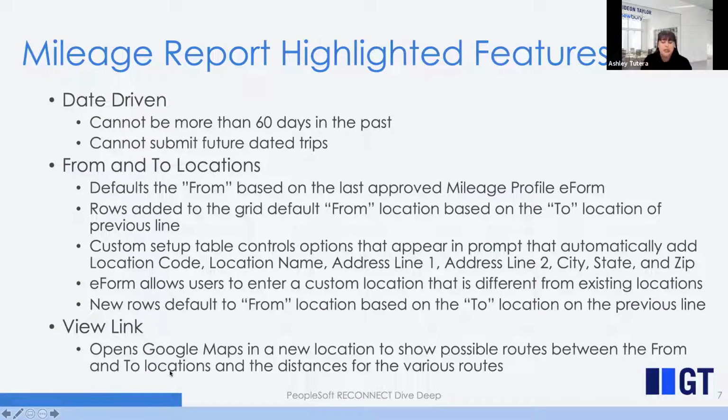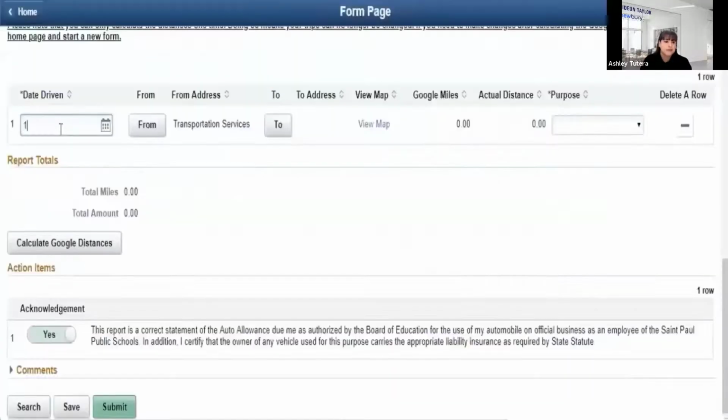And then the view maps link would look to see what the actual address was on the from location and the to location, and would open Google Maps, pass through those two locations, and show you what those look like, again, if there were multiple routes. So let's take a look and see how that is.